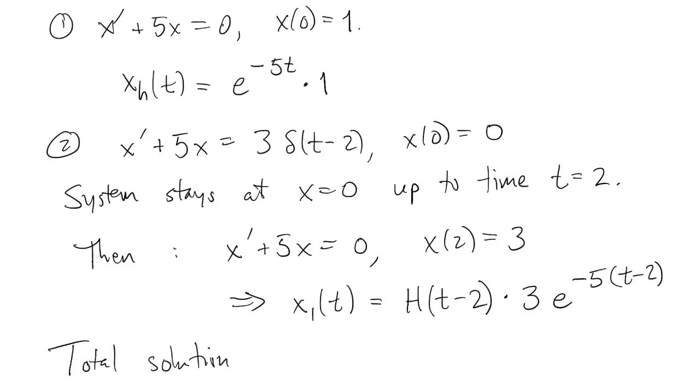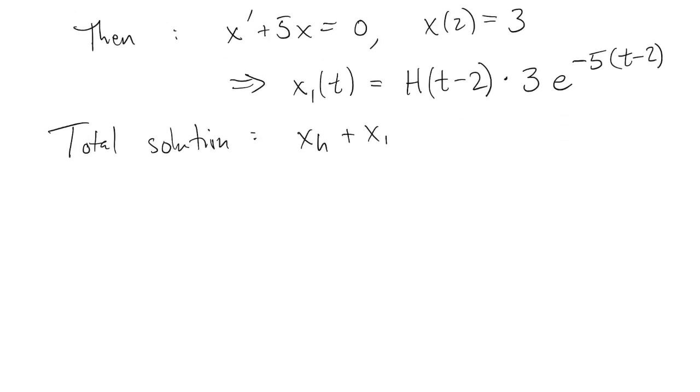And then the total solution to our problem is the homogeneous part plus the x1. So to write that out, we have e to the minus 5t plus 3 times the step at 2, e to the minus 5 times t minus 2.